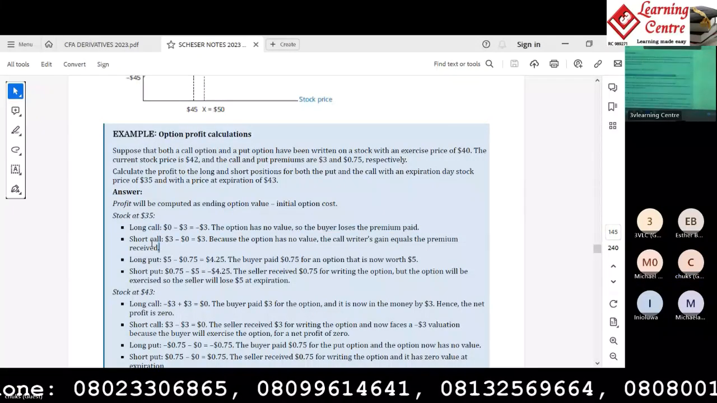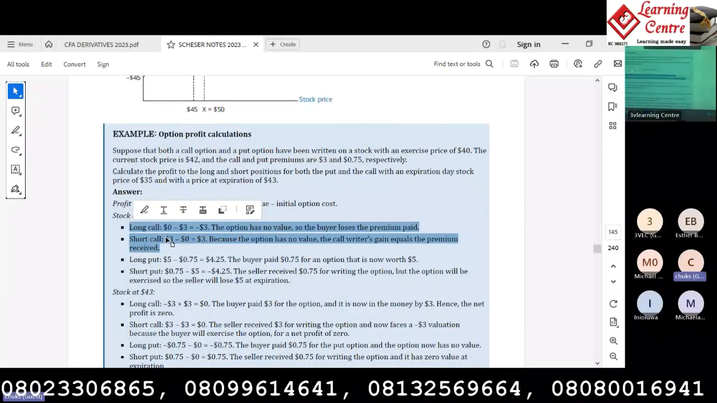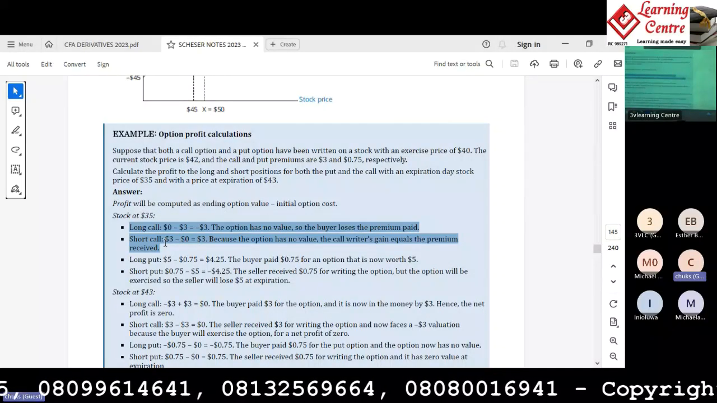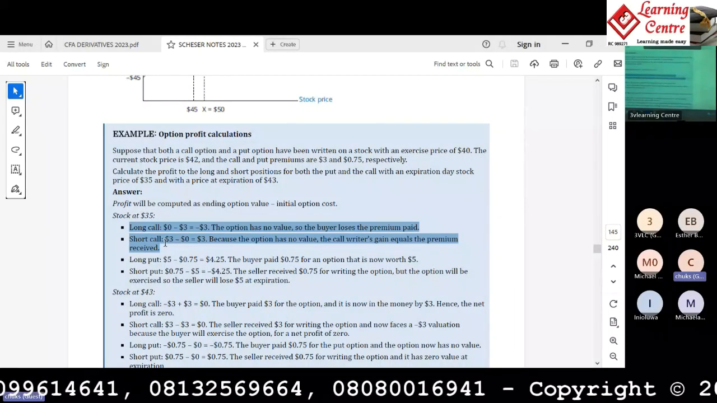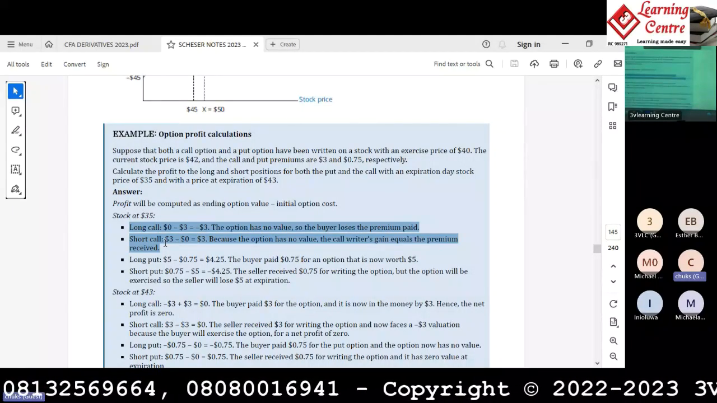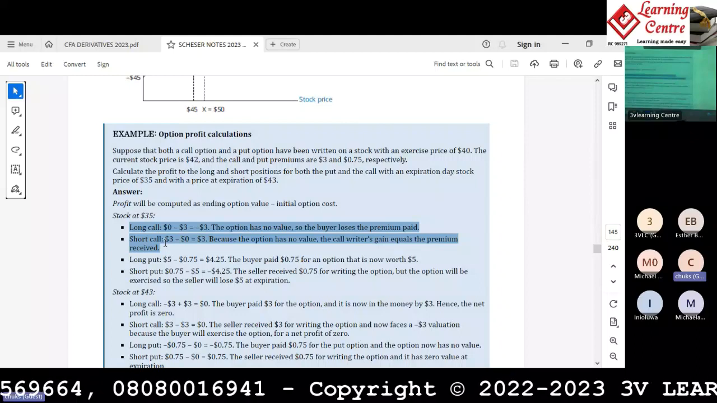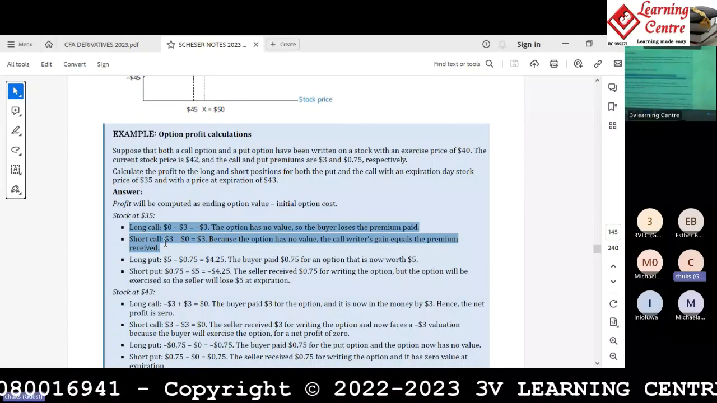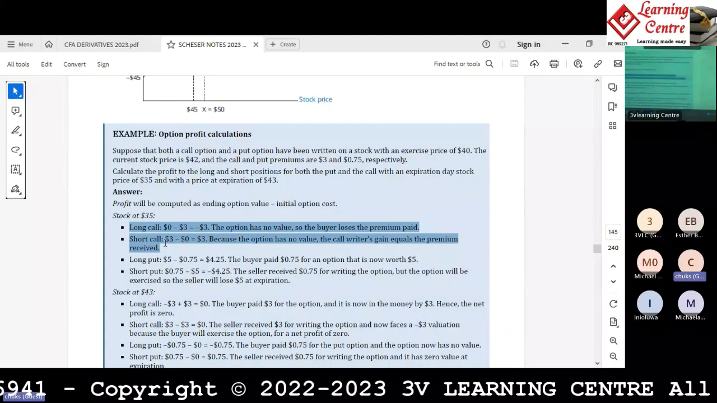So this question now asks you to explain the two sides of it. Sometimes the question will just say, explain one side, which is your side, the person that has bought the call option. But now the question says, I want to see both the person that has bought the call option, which is a long position, and the person that has sold the call option, which is a short position. So I want to see the two.